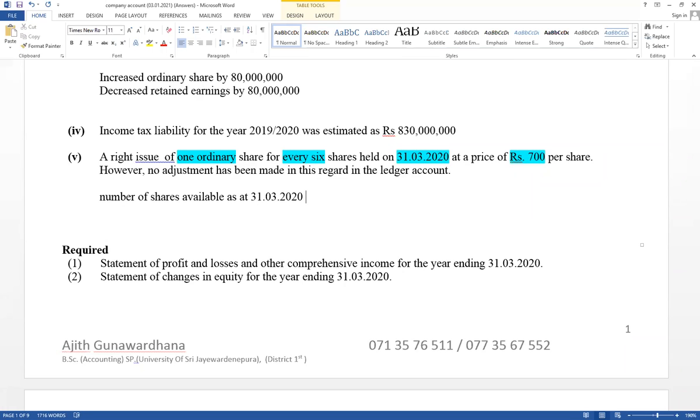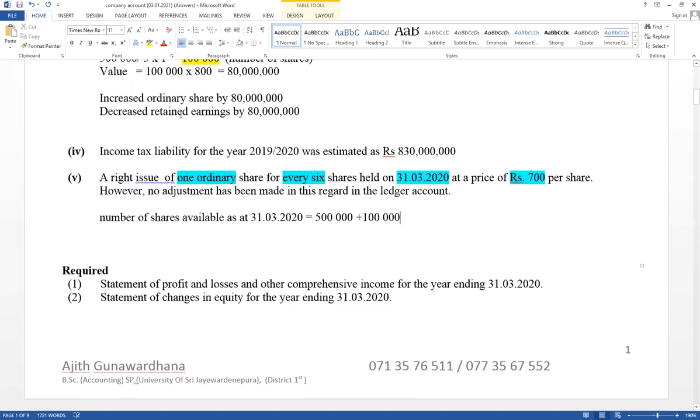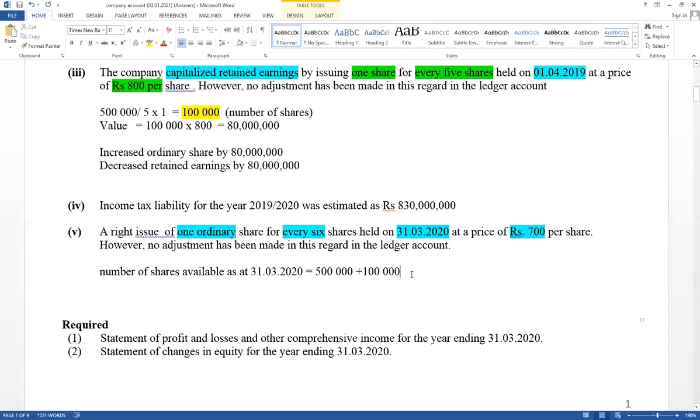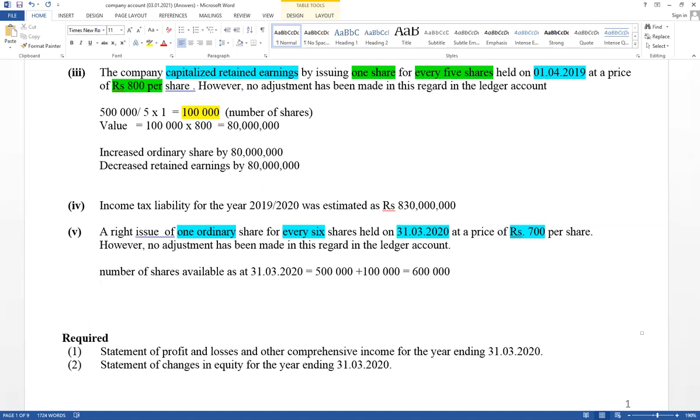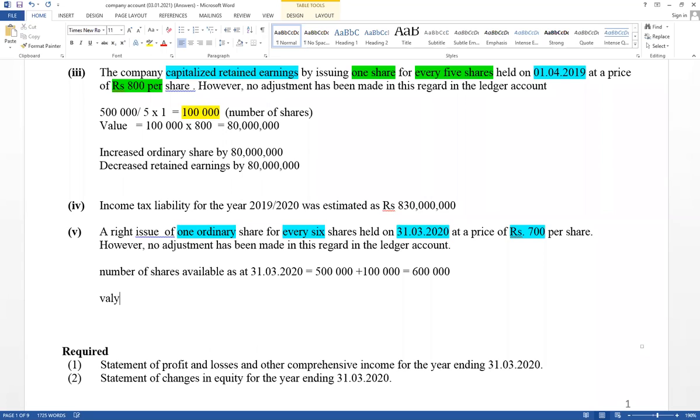At the time of right issue, number of shares available is equal to number of shares available beginning of the year, 500,000, and as a result of reserves capitalization, number of shares increased by 100,000. Therefore, at the time of right issue, number of shares available 600,000 now, not 500,000. Therefore, as at 31st March 20, number of shares available 600,000. Now think how to calculate value. Based on money measurement concept, value should be recorded.